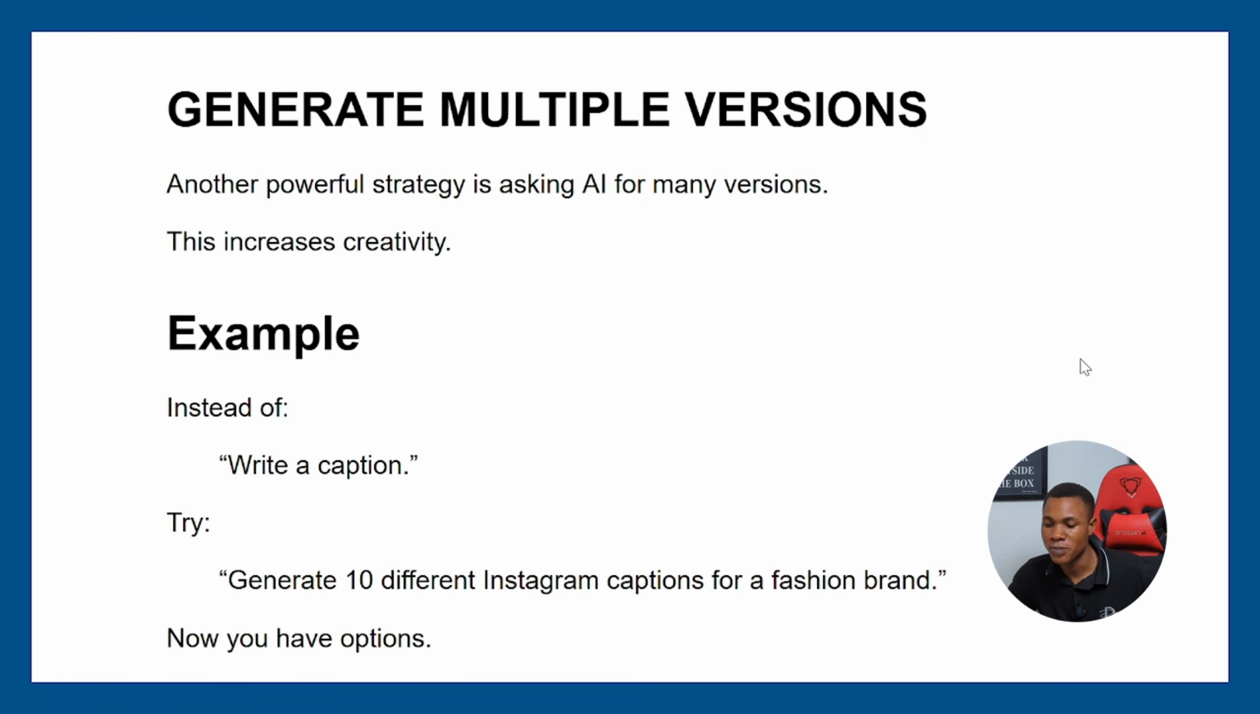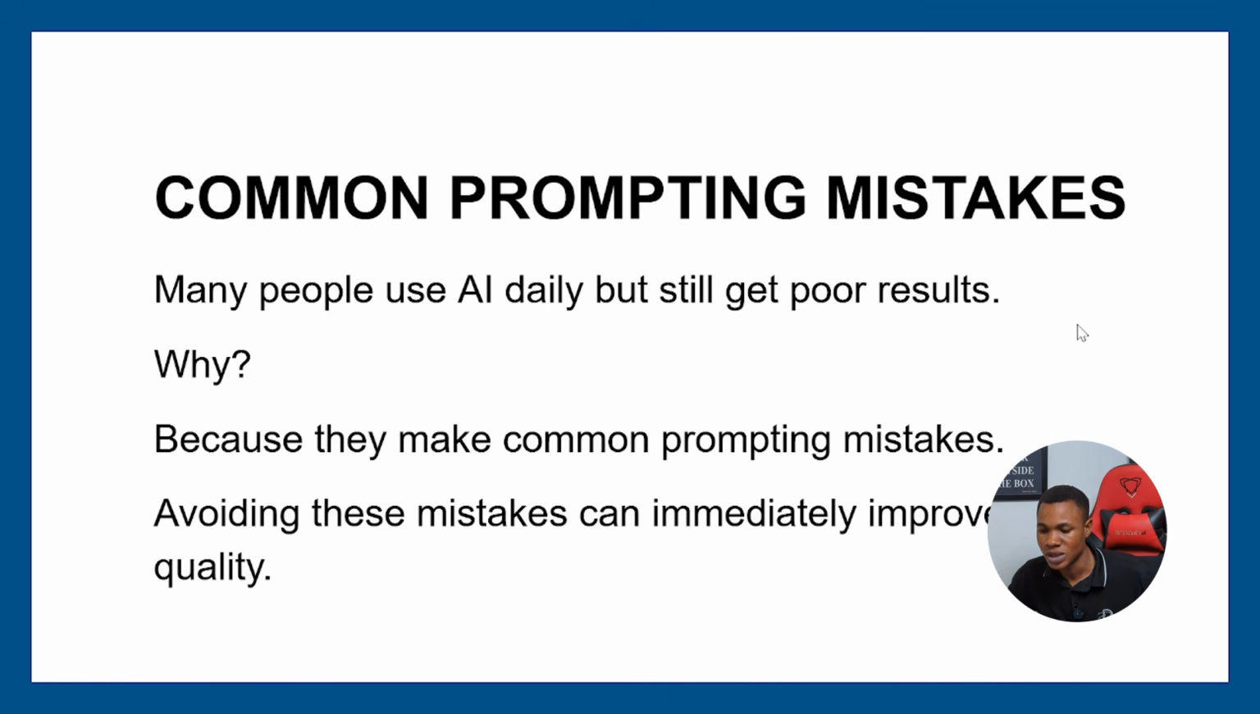Okay, generate multiple versions. Let's say you are writing an email, you can tell it to write 2 formats. Is that okay? So you can choose one. Tell the AI to generate 2 formats, so you can choose the best out of it, and do that for you.